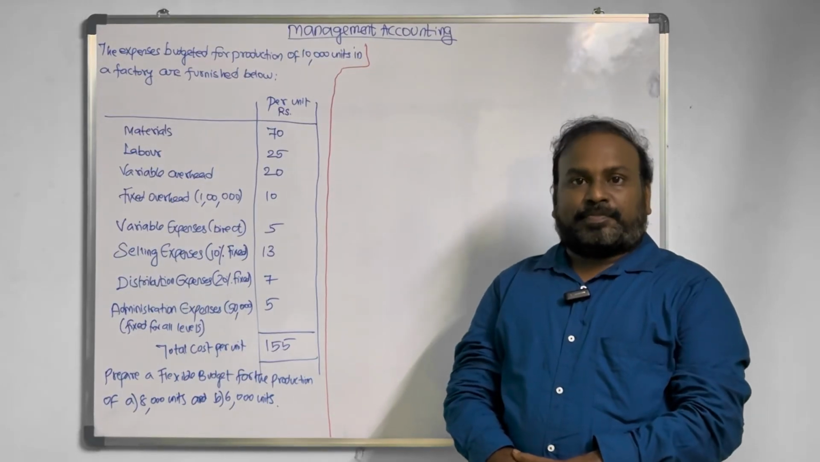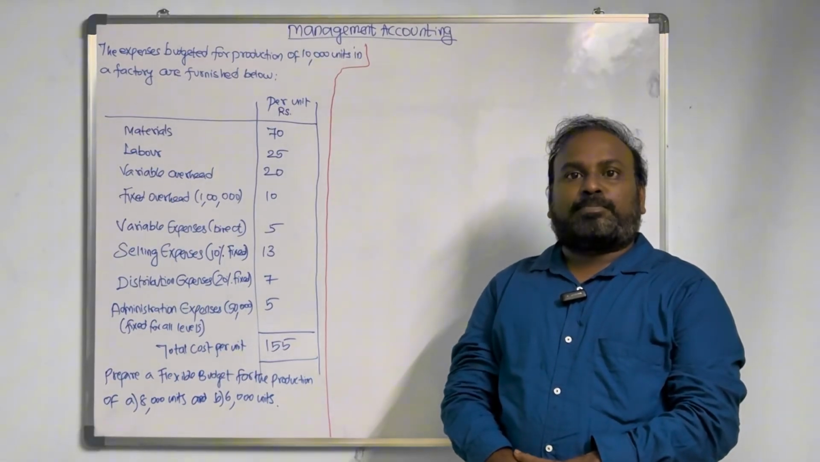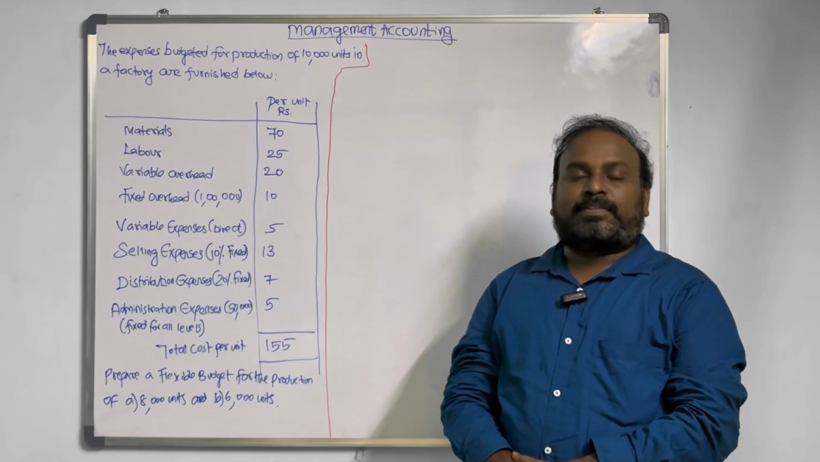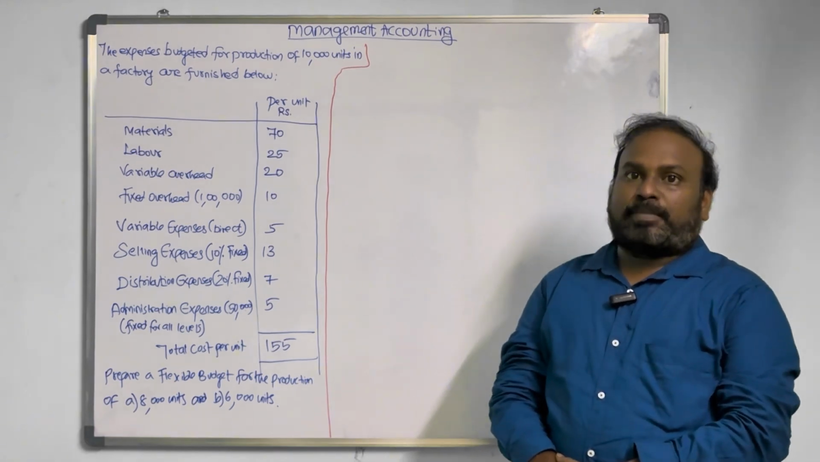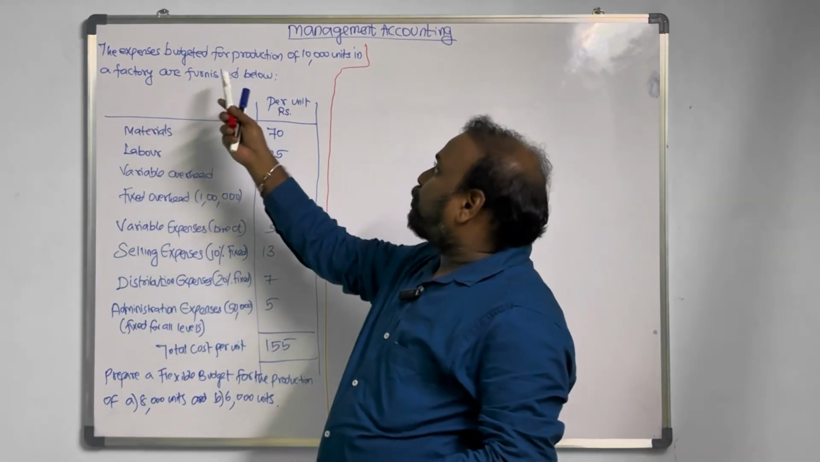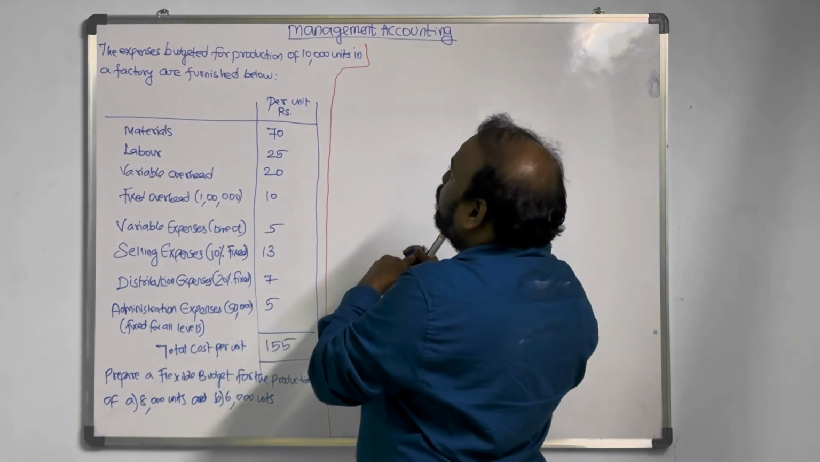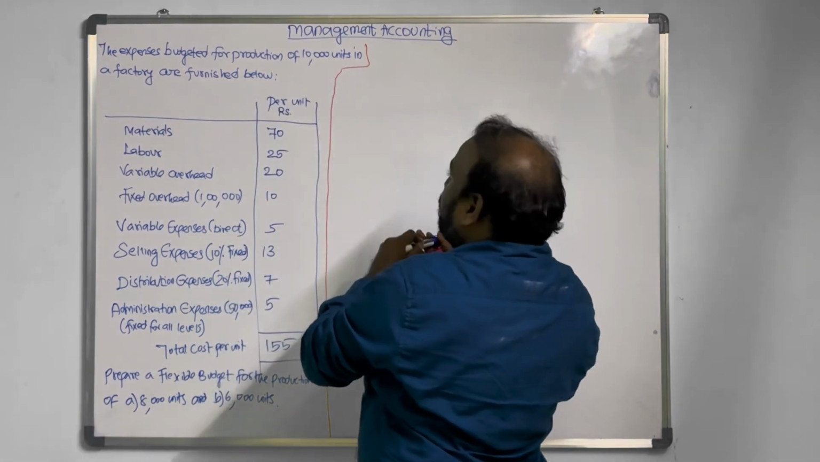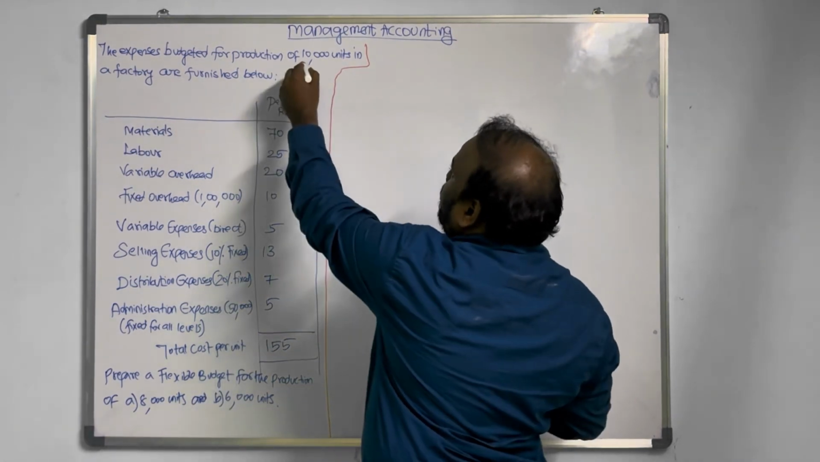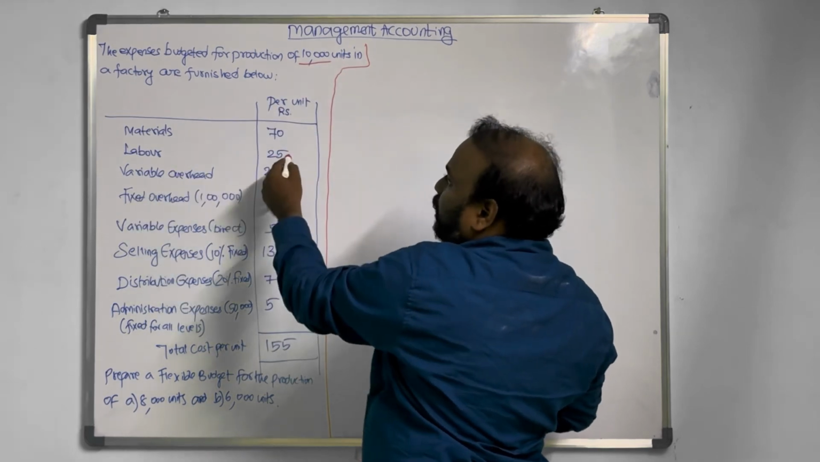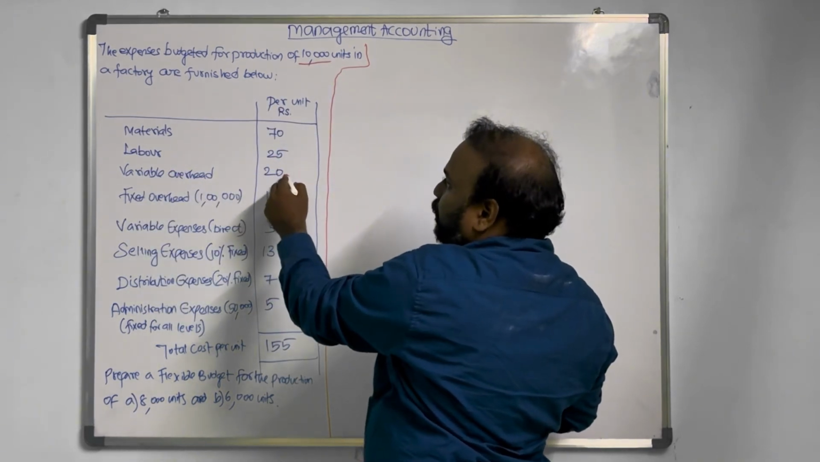Dear students, in this video we are going to see a very important practical problem in the topic flexible budget in the subject management accounting. The expenses for production of 10,000 units in a factory are given below. Material 70 per unit, labor 25 per unit, variable overhead 20 per unit.